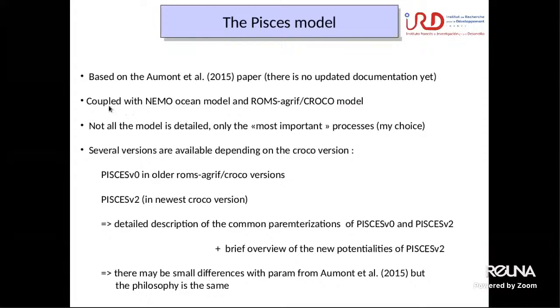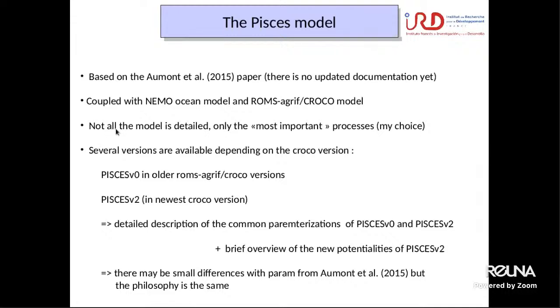So the PISCES model is coupled. Historically, it was coupled first with the NEMO ocean model. So maybe some of you have heard of this model. It's more often used at global, or at least at basin scale. And in 2005, 2006, it was coupled first with the Ramsagriff version, and now it is also coupled with the CROCO model. For those who don't know, Ramsagriff is the previous version of CROCO. There are differences, but the old version is Ramsagriff.